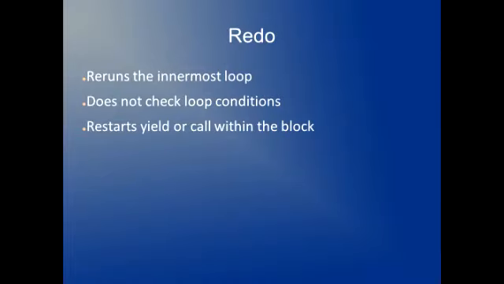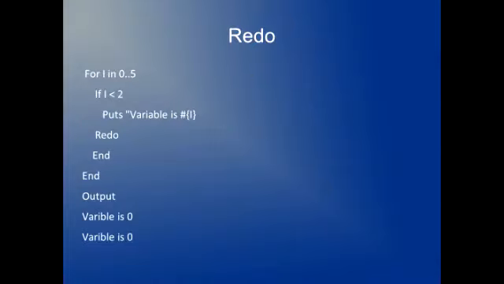Redo. Redo will restart the innermost loop without checking the loop condition. It restarts yield or call from within the loop block. In this example, the redo command restarts the loop, but the iterator stays the same.